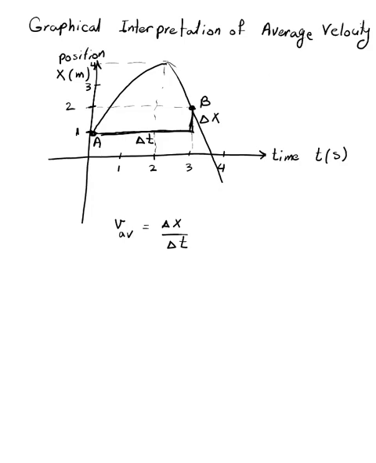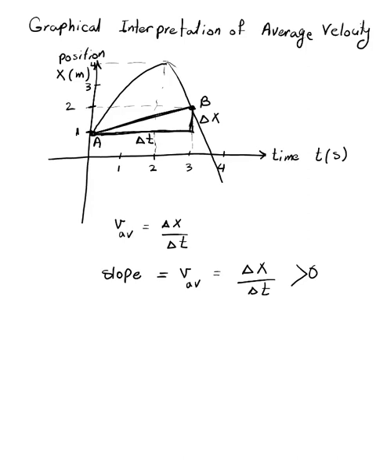So this is the slope of this line here. I can say that the slope is the V average. So the slope of the line that connects point A and point B is equal to V average because it is delta x divided by delta t. So if the particle moves in the positive direction, then the slope is positive, as you can see here.